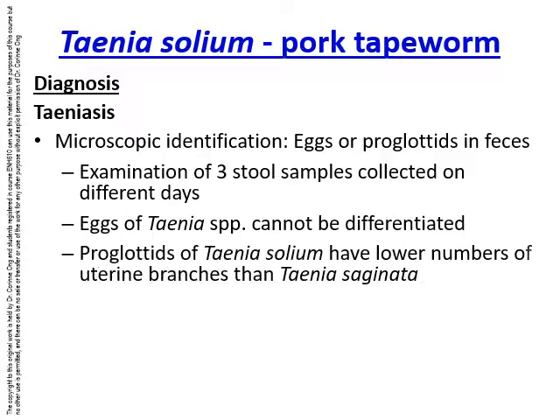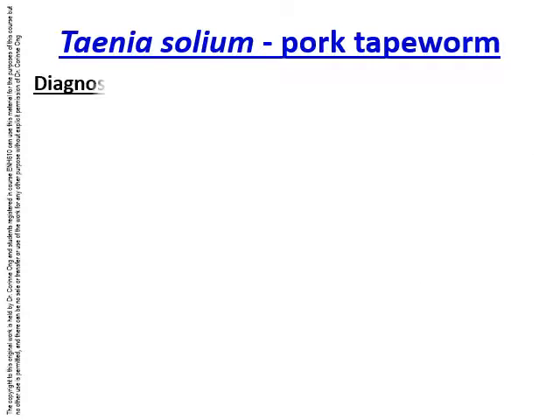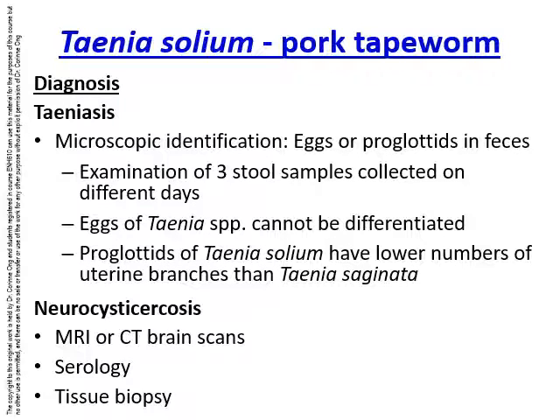Taeniasis is diagnosed by the microscopic identification of eggs or proglottids in fecal specimens collected on 3 different days. Since eggs of Taenia tapeworms cannot be differentiated, the morphology of the proglottids is used to distinguish beef tapeworms from pork tapeworms. Pork tapeworms have lower numbers of uterine branches than beef tapeworms. Neurocysticercosis is diagnosed by brain scans using either computerized tomography (CT) or magnetic resonance imaging (MRI). Alternatively, serology or tissue biopsy can also be carried out for lab confirmation.